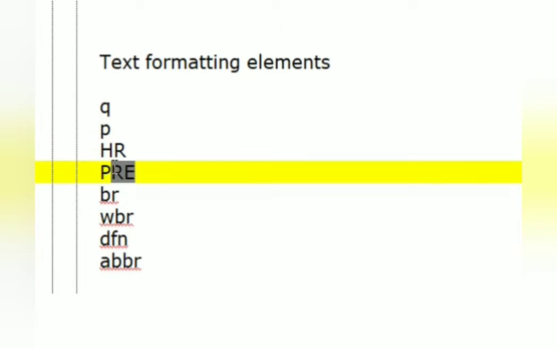Next one, pre tag. Pre tag is considered as a pre-formatted tag. Whatever spacings you have applied within words, if you want to display the same spacing on a web page, then you can use this pre tag. Means by using the p tag, you can't apply more spacing in between the words, but by using the pre tag, you can apply more spacing for the words. Whatever formatting you have applied for the text, the same formatting we can display on the web page.